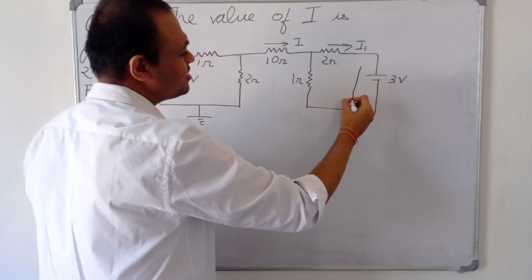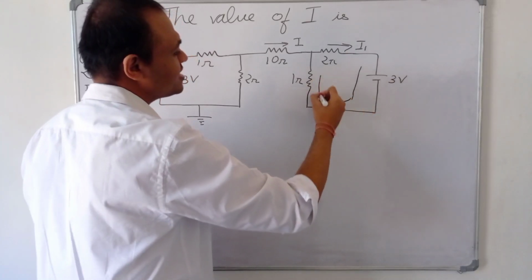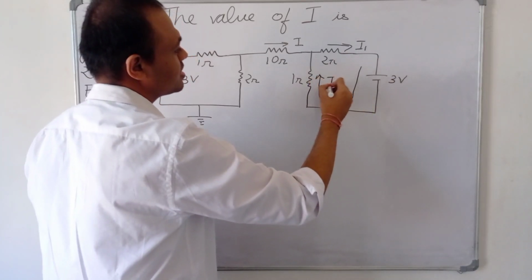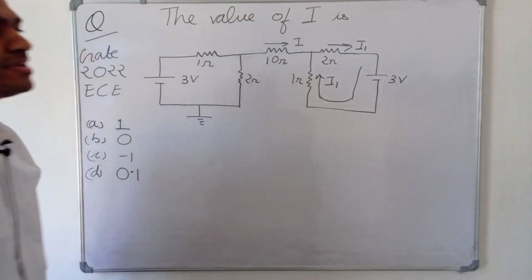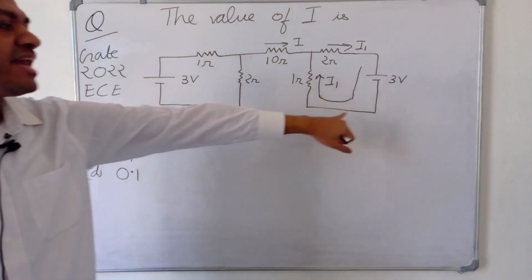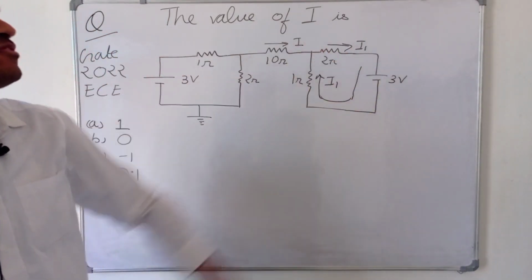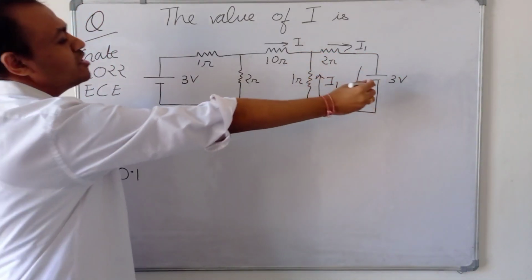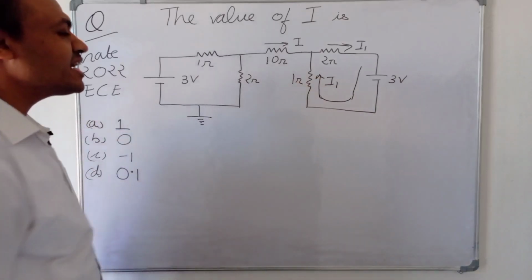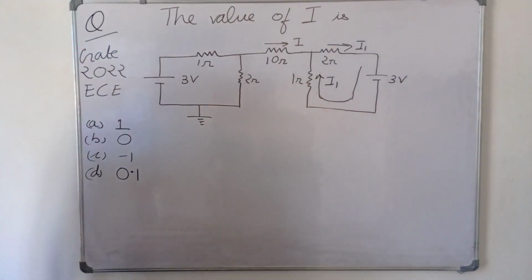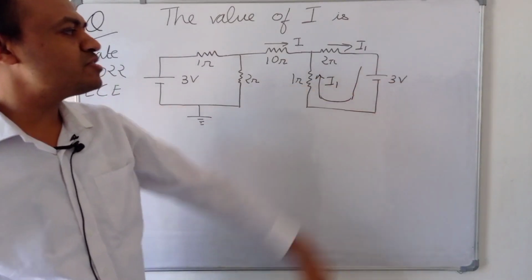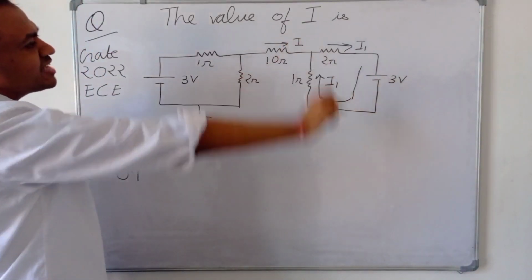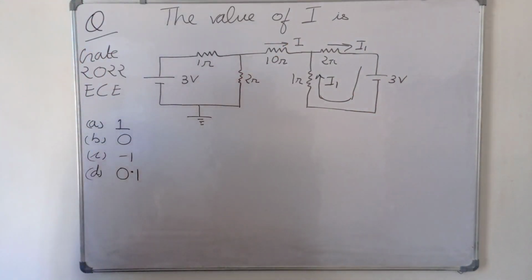The same I1 will flow in this loop as well. So this is also I1, because these are connected in a series combination. See, from this point, the 2 ohm resistor, 3 volt voltage source, and 1 ohm resistor, these three are connected in series combination. So the same current I1 will be flowing through this. So the value of this current I will be equal to 0.